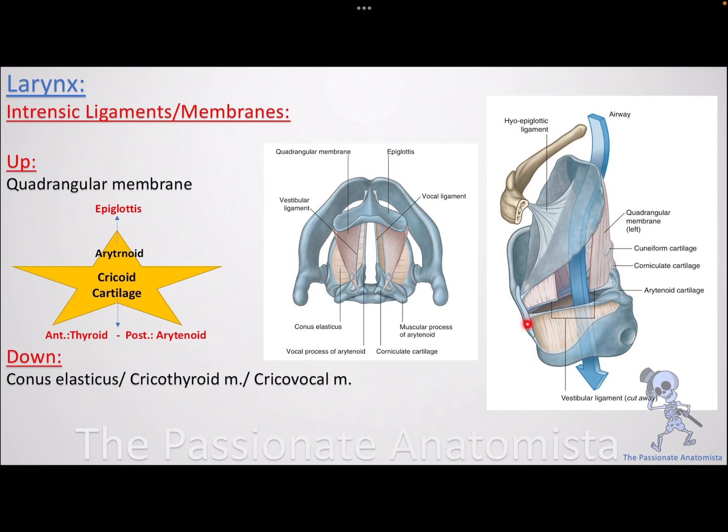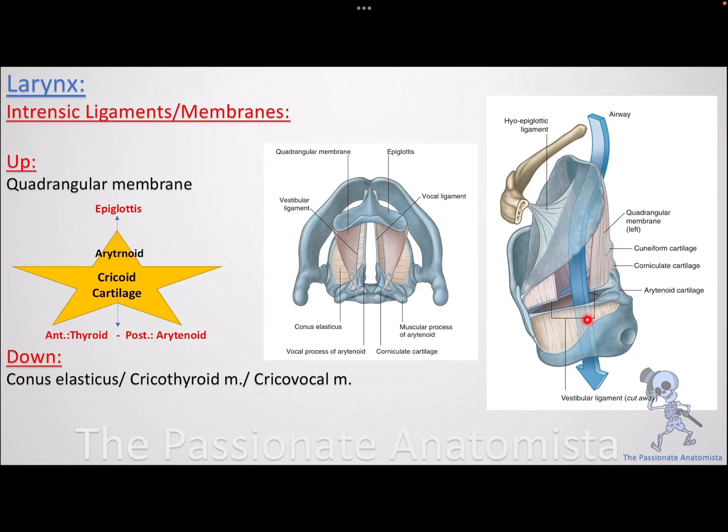All right, so the thyroid anteriorly and the arytenoids posteriorly. Now we are talking about the quadrangular membrane. I have a membrane that connects the middle of my larynx to structures on the top, and I have another one that connects here to the down. So I have one that connects the middle of my larynx to the top, which is the epiglottis. All right, and that is the quadrangular membrane.